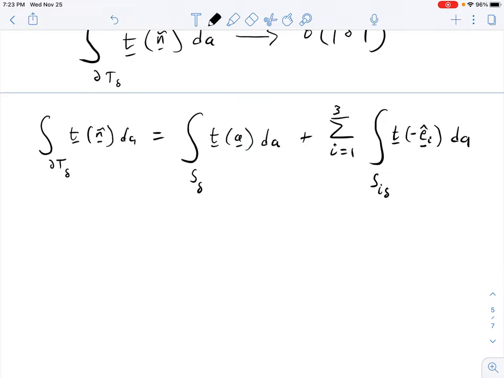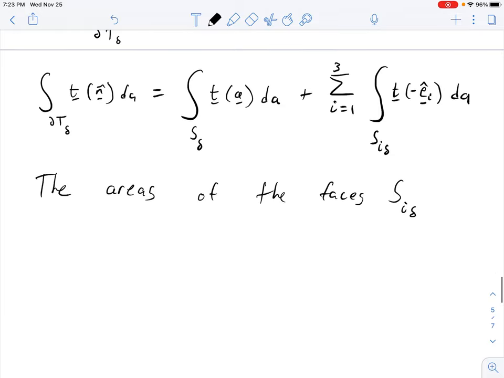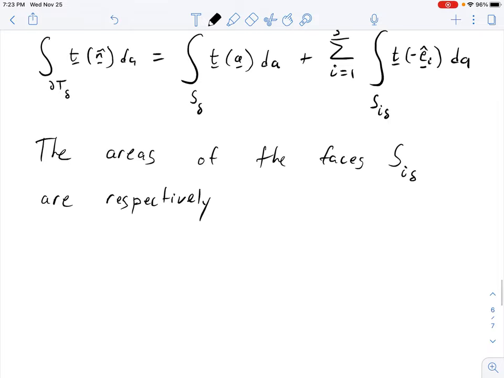All right, the areas of the faces S_i delta, we had already said, but we'll write it out. So these are the scalar areas. The areas of S_i delta are respectively: the area of S_i delta is equal to A delta times the magnitude of A dot e_i.